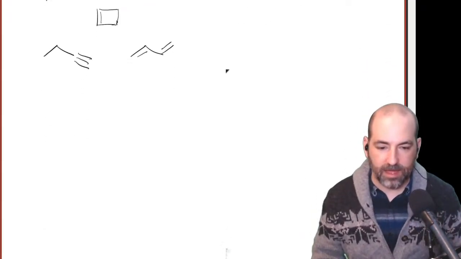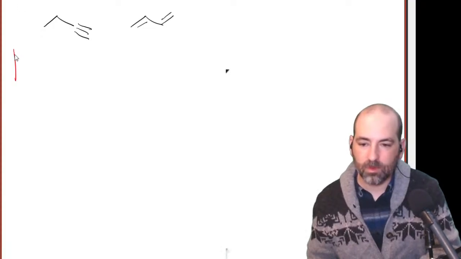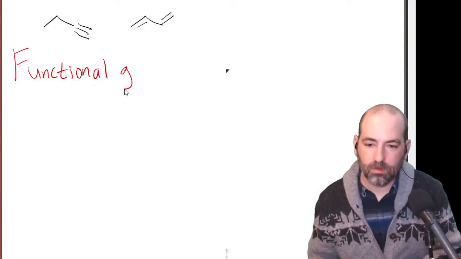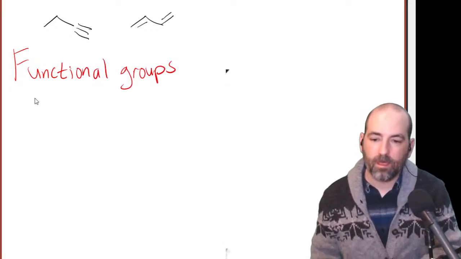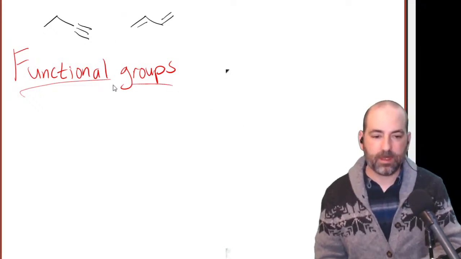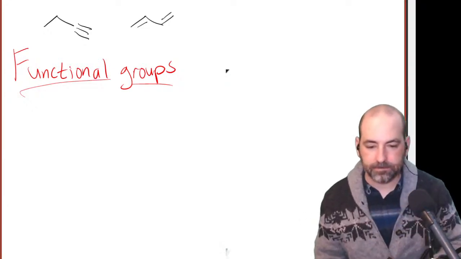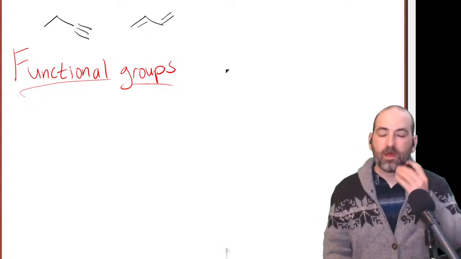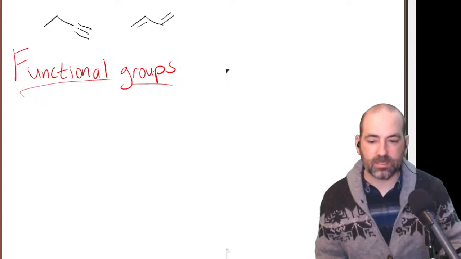So in order for that to work, we need reactive sites. We need parts of the molecule that can react in predictable ways. And that's what we call functional groups. Functional groups are the parts of the molecules that can do the reactions, that are reactive in a predictable way. And so what we're going to do is draw some of the different functional groups, make ourselves a little chart with some examples, and then how to pick these things out.